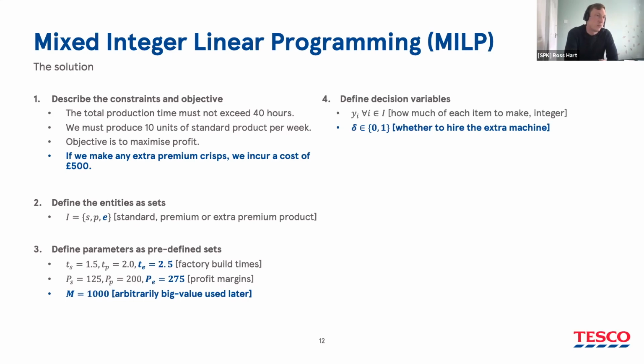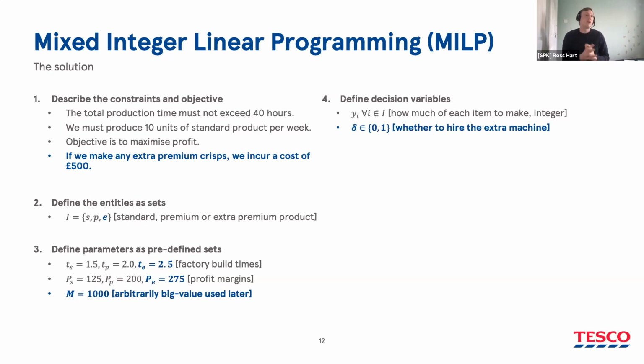The decision variables, again, they look very, very similar. The only difference being that we have one extra entity for Y, but we also have something called delta, which is there to keep track of whether or not we need to hire this machine. So delta should be forced to have the value 0 if we don't need to hire the machine, and 1 if we do.